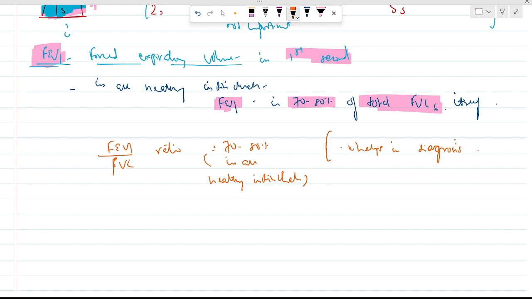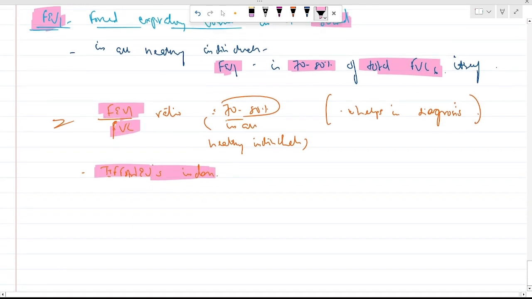Yes, it helps in diagnosis. This ratio, 70 to 80%, is called Tiffeneau's index. Okay, Tiffeneau's index. This ratio, FEV1 to FVC, helps in diagnosis and is clinically relevant.